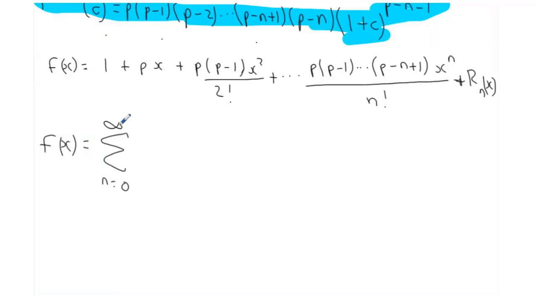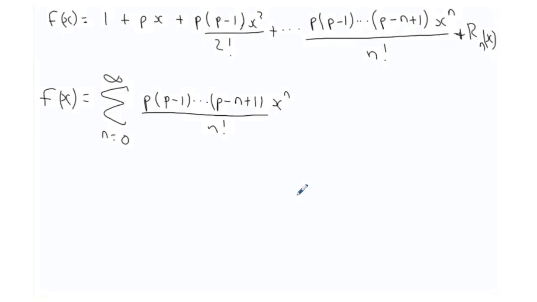And you've always got your p times p minus 1 times dot, dot, dot, times p minus n plus 1. So all of these times x to the n over n factorial. Obviously, when n is 0, you've got a 1 here. So if n is 0, you're going to have 1 times x to the 0 over 0 factorial, which is where you get your 1 from.